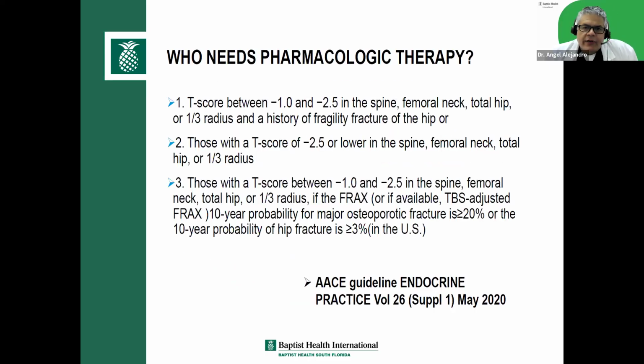So who do we need to treat? That's always the question I get from the referrals I get from the community. Well, if you've had a fracture and you have a T-score between -1 and -2.5, you have to treat that patient. Remember that this number also includes the distal radius. If you have a T-score of -2.5 at any of these locations, spine, femoral neck, total hip, or the distal radius, you have to treat.